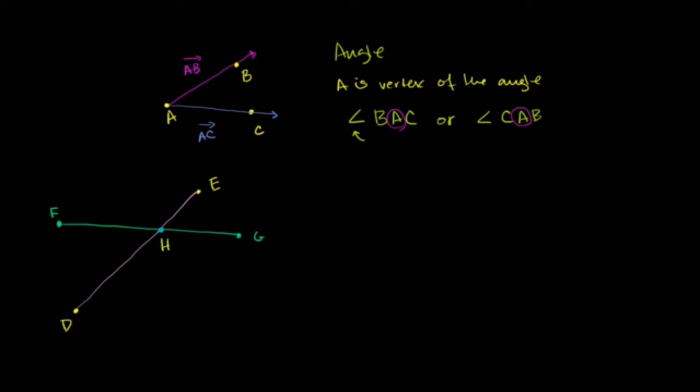Now, how could we specify this angle right over here? Can we just call that angle H? Well, no, because if we just said angle H, the angle that has a vertex H, it could be this angle, or this angle, or that angle over there, or this angle over here, or that angle over there. The only way to really specify which angle you're talking about is to give three letters.